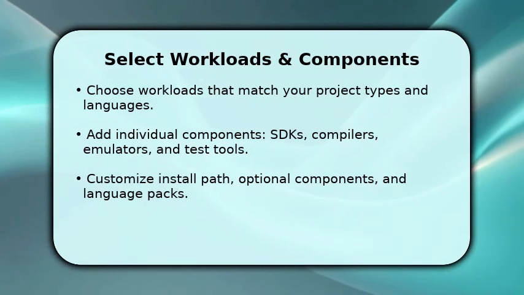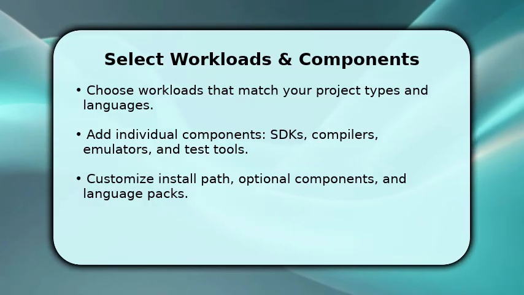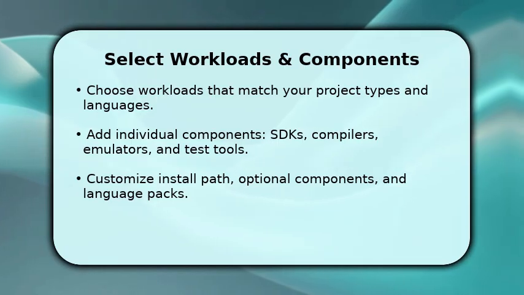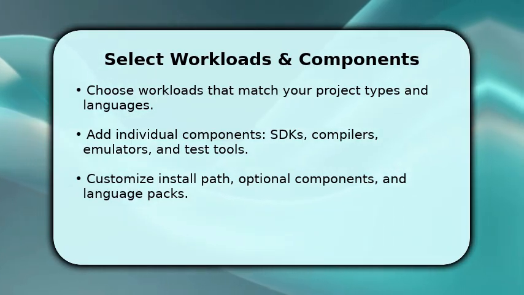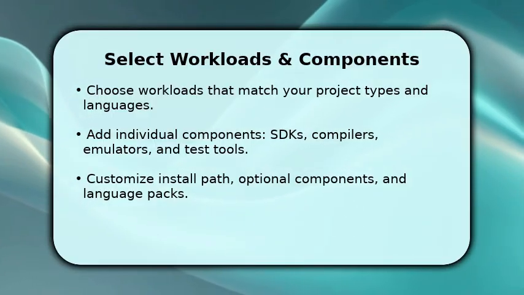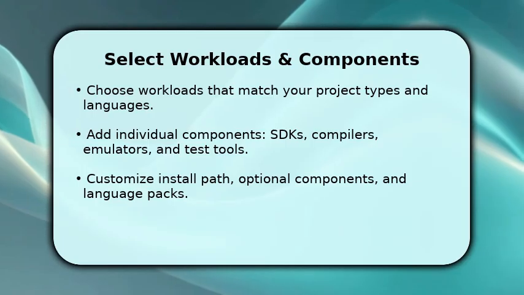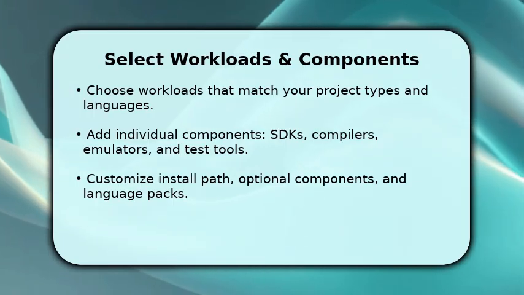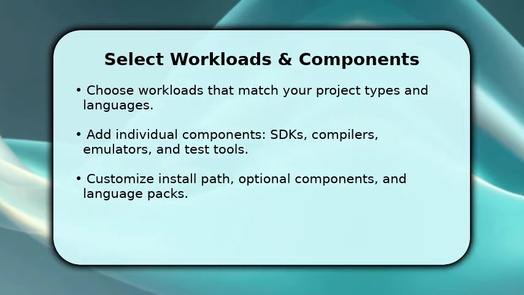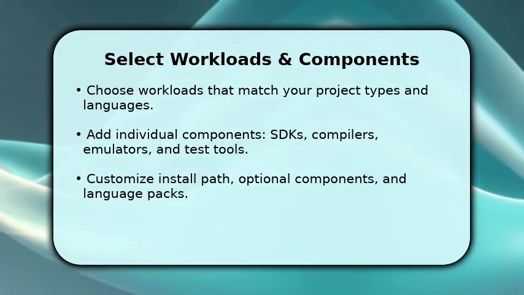Next, you refine what gets installed. Select workloads that map to your real needs because each workload bundles tools, SDKs, and templates. Then click individual components to pick precise items, target frameworks, compilers, emulators, or Docker support so you don't overfill the disk. Make sure to set the installation path if you want it off the system drive, and include language packs if you prefer non-English UI.